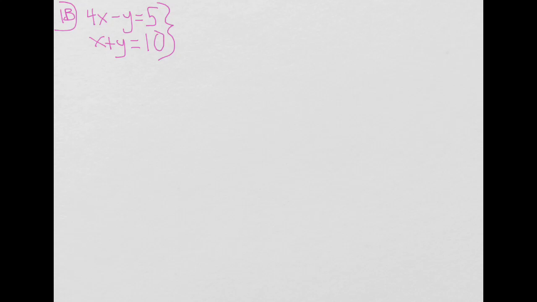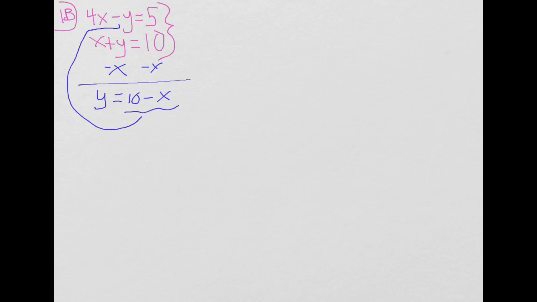So to do that, all I have to do is subtract x from both sides, and I get y equals 10 minus x. And now I'm going to take that expression, 10 minus x, and I'm going to plug it in, substitute it, if you will, into the other equation. So let's start going with that. For 4x minus y, well, y is 10 minus x, close my parentheses, equals 5.